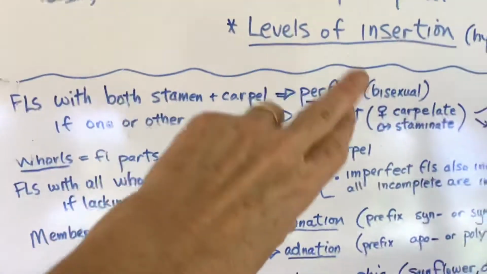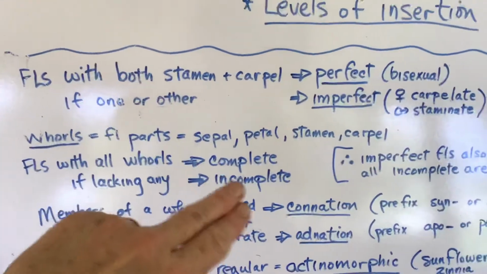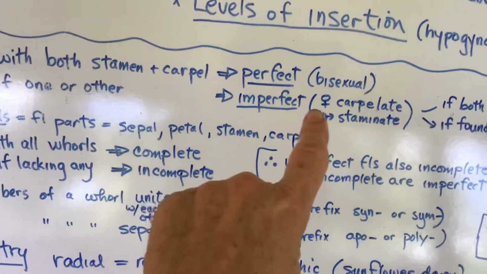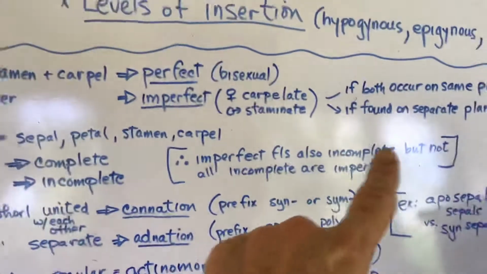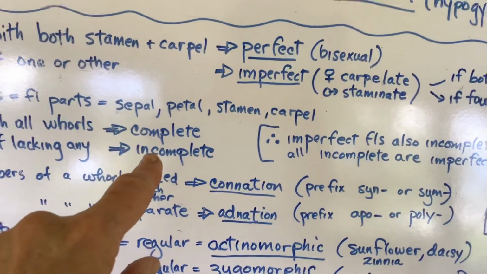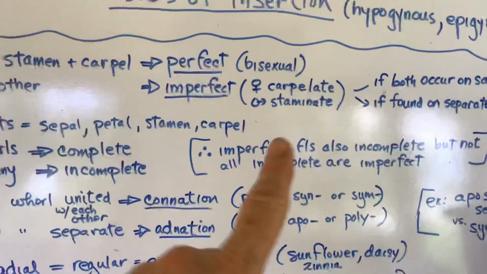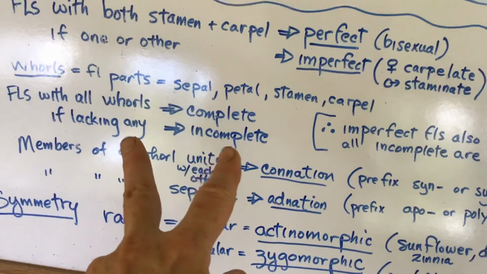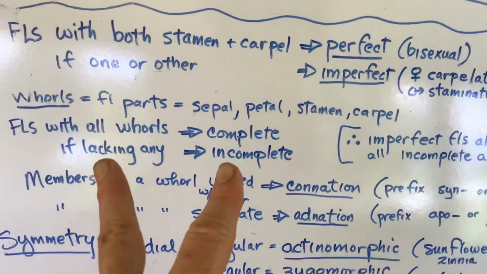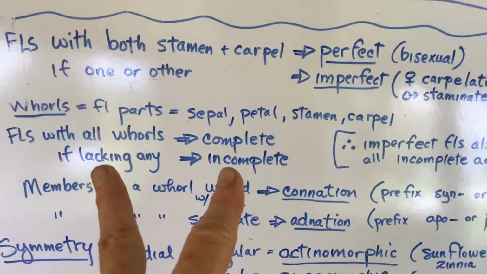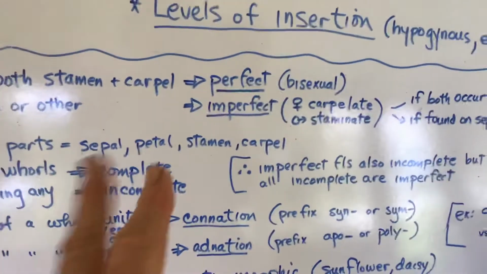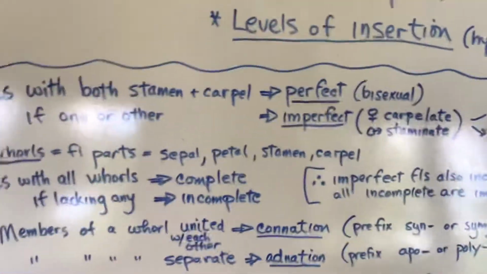So we've talked about perfect and imperfect flowers, and then complete and incomplete. An imperfect flower, which would be one that is either male or female, would also be incomplete, right? Because it would be lacking either the stamen or the carpel. But not all incomplete flowers, that is, lacking a whorl, are imperfect. In other words, they could be lacking a whorl of sepals or petals and still have the stamen and carpel, and therefore would still be a perfect, bisexual flower.